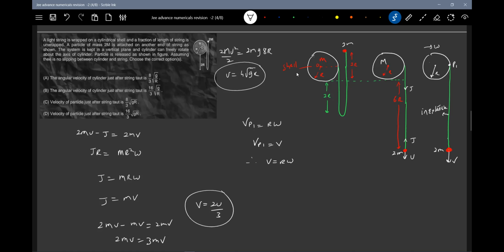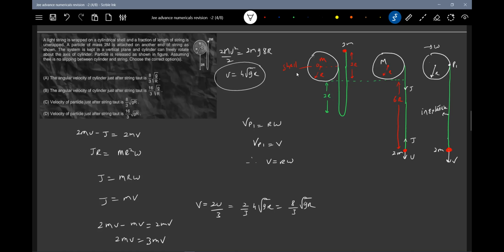The angular velocity of the cylinder just after the string is taut. What is u? u equal to root of 4 gr. Let's substitute further. Root of 8 by 3 gr. Okay, this is the linear velocity of the particle, and then angular velocity. You can adjust all the things.